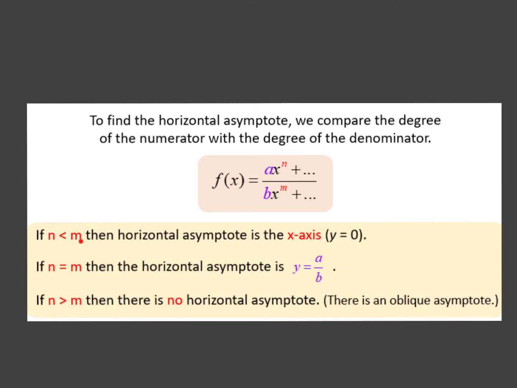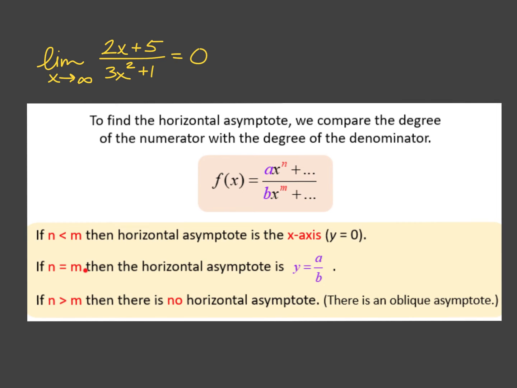If n is less than m, which we've seen, such as 1 over x squared, then our horizontal asymptote, and therefore our end behavior, is the x-axis. It's simply y equals 0. That's what we found in our previous example for f of x. Right up here was f of x in our previous example. The degree of the numerator is 1, the degree of the denominator is 2, n is less than m, therefore our horizontal asymptote, the limit as x approaches infinity, is 0.